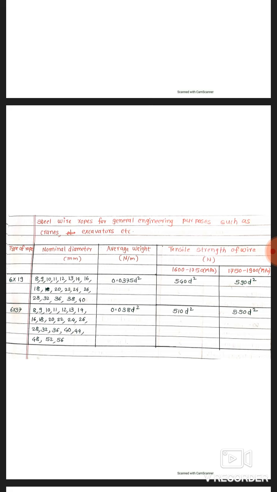If we see the weight, the average weight is 0.0375 d square, and for a tensile strength value in the range of 1600 to 1750 MPa, the strength is 540 d square. For the stress of 1750 to 1900 MPa, the tensile strength is 590 d square.